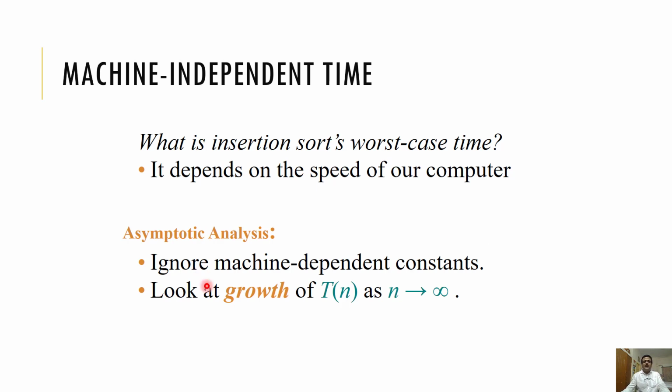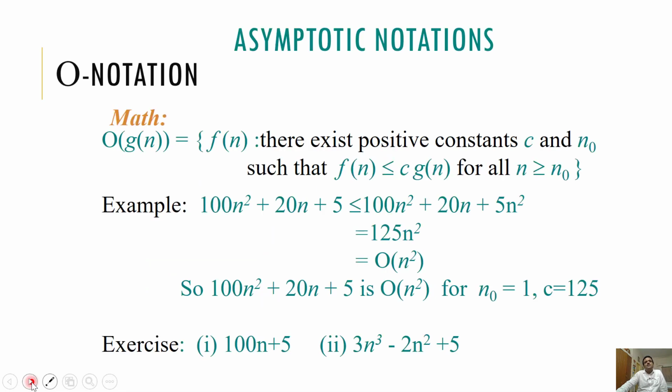So, for that reason we want to get rid of this machine dependence. That means we want to see the growth of the runtime as n becomes large. When n is large, all the machine dependent terms can be ignored, because those terms matter only for lower values of n. But for large n, those terms can be ignored. So, that is the concept of asymptotic analysis, basically to ignore the machine dependent constants. We will discuss this in more detail. We will define three asymptotic notations. The first one is Big O notation.